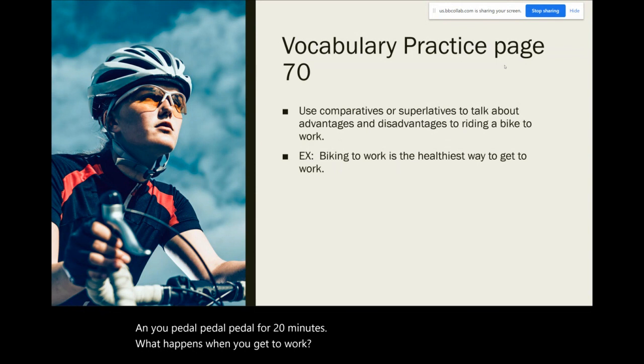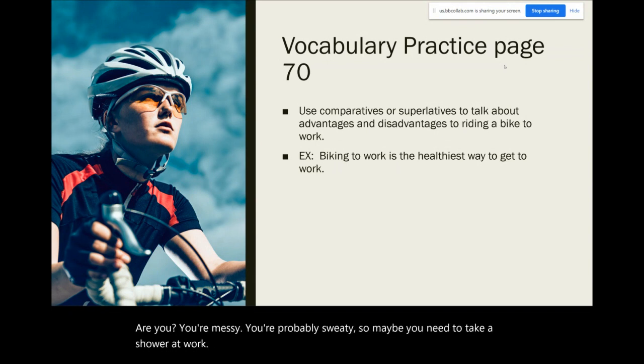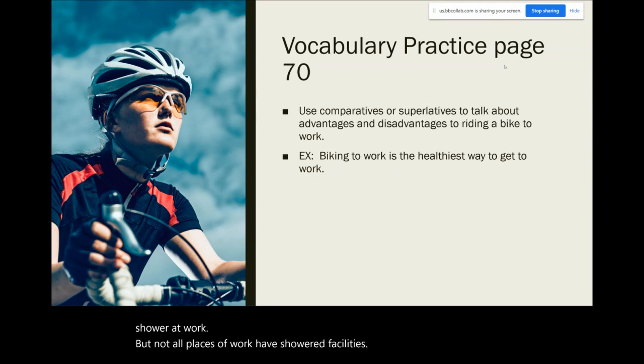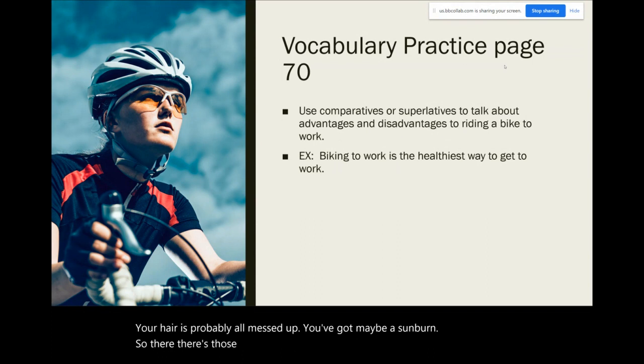You're messy, you're probably sweaty. So maybe you need to take a shower at work, but not all places of work have shower facilities. So that would be another disadvantage. Just your appearance, your hair is probably all messed up. You've maybe got a sunburn. So there are those physical disadvantages to actually being at work and not looking the best.